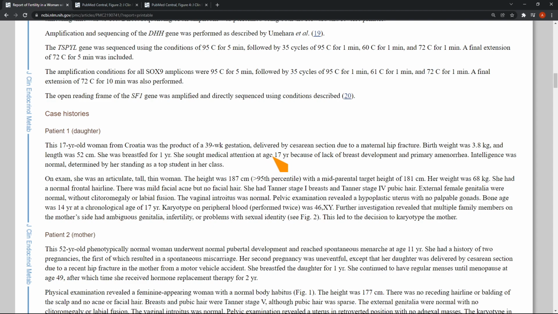This is why she came into the clinic now, at 17 years old, because of lack of breast development and primary amenorrhea. That means that she wasn't going through puberty. She had not had her period yet, and her breasts were underdeveloped.